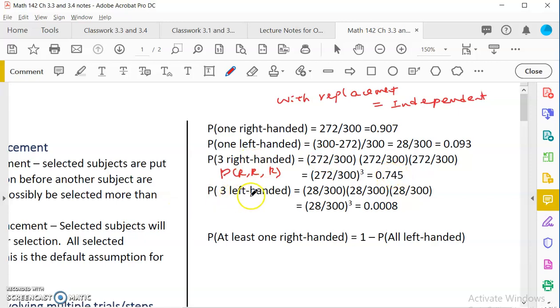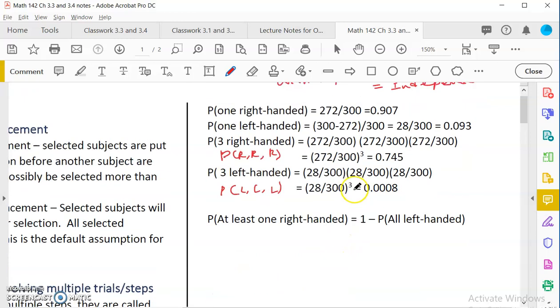What about all three are left-handed? So you would say probability of left and left and left. You're just multiplying again, right? And because it's with replacement, it is independent, so you just keep on multiplying them. So that would be 28 over 300 cubed. Now do not use the rounded number to do the cube. Use the fraction to do the cube. So you get that number. It's a very low chance that all three are left-handed. It's very rare. Like in a room of 300 people, if you select 3 people, the chance that all 3 are left-handed is very low. What about at least one right-handed?